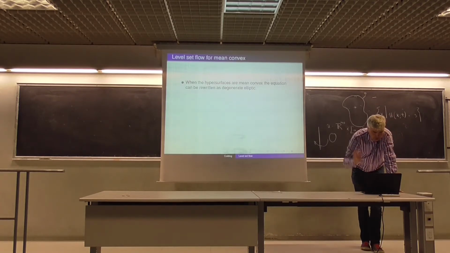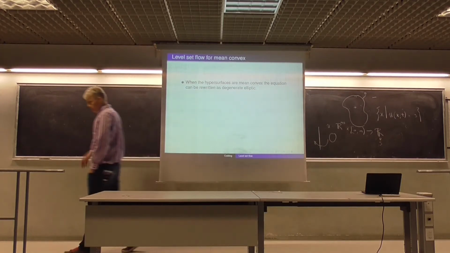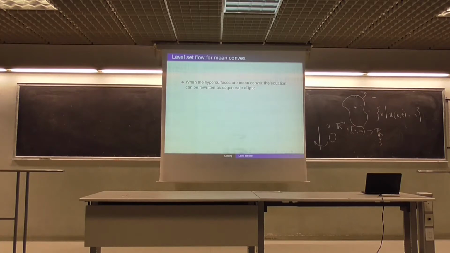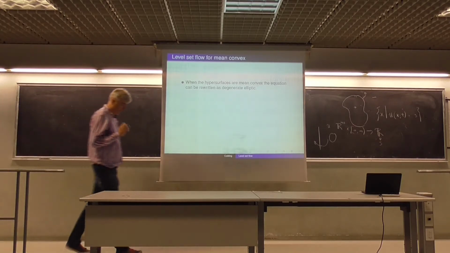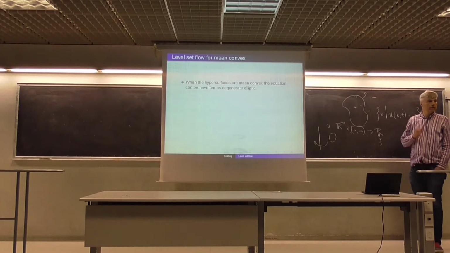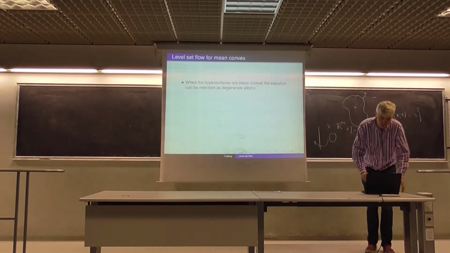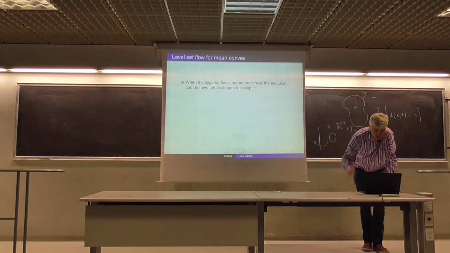Because it's moving inwards and sweeping out the entire domain bounded by the initial hypersurface, this allows you, and all of this is very classical, it's in this series of four papers of Evans and Spruck from the early 90s. It also appears in many places in the applied literature. It's very standard that if the initial hypersurface is mean convex, it's always moving inwards, and this allows you to rewrite the equation. Instead of a parabolic equation, you can rewrite it as a degenerate elliptic equation.